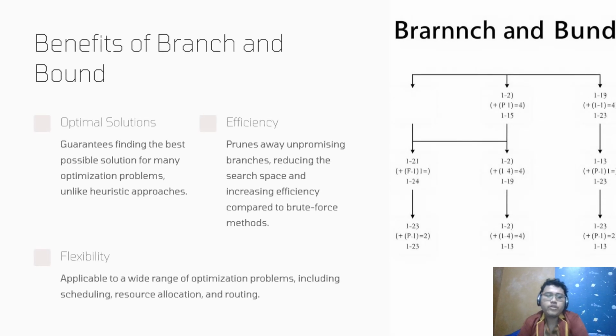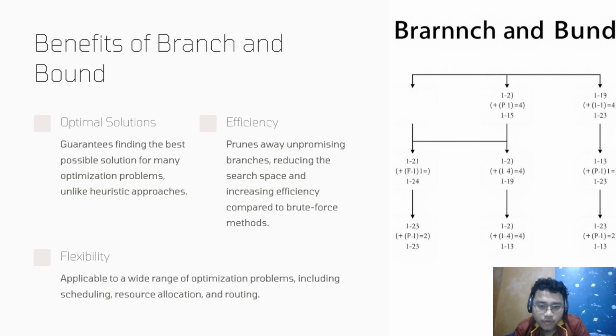The third is the benefits of branch and bound. Why should we use branch and bound over other optimization techniques? Here are some key advantages. The first one is a guaranteed optimal solution. Unlike heuristic optimization algorithms, which provide good enough solutions, branch and bound guarantees finding the absolute best solution for any problem. And then efficiency compared to brute force.